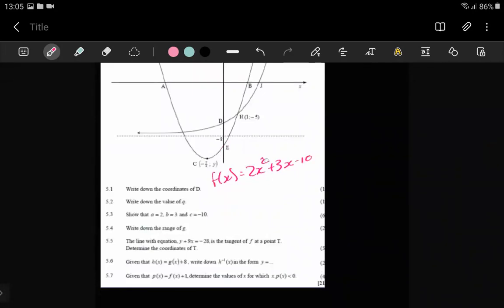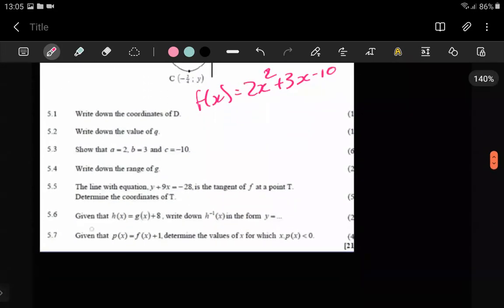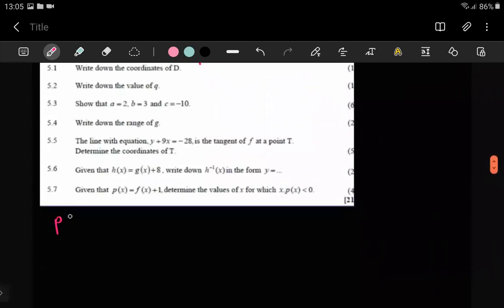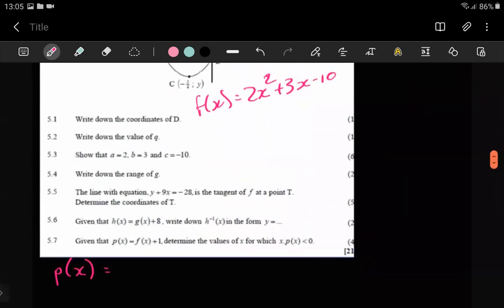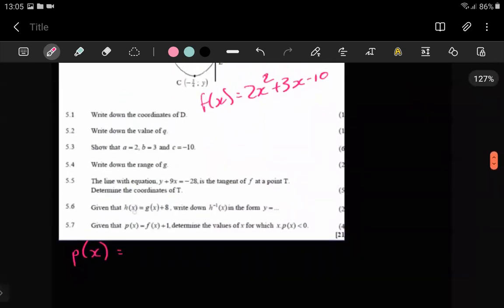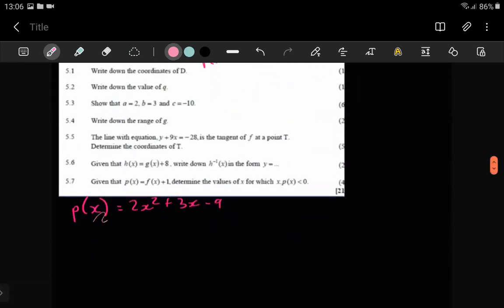So all this being said, we already know that here they said, given that p of x is this, so automatically we want to find out what is p of x before even worrying about this question. P of x is going to be the equation that we have there plus 1. So it's going to be 2x squared plus 3x, negative 10 plus 1, that's a negative 9. And then we now see, okay, this is what p of x is, right?